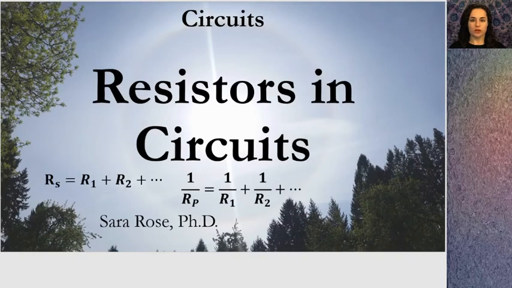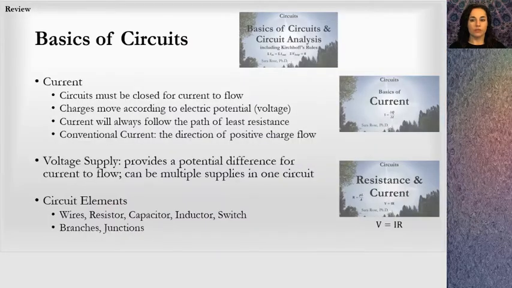This is a lesson on resistors and circuits in a unit on circuits. We've covered a lot of basic principles about circuits up until this point. You can look back at my lessons on the basics of circuit analysis, where I go over the different components of circuits, and the basics of current, which goes over what you need to know about thinking about current flow. And we're also dragging along with us V equals IR from the lesson on Ohm's law.